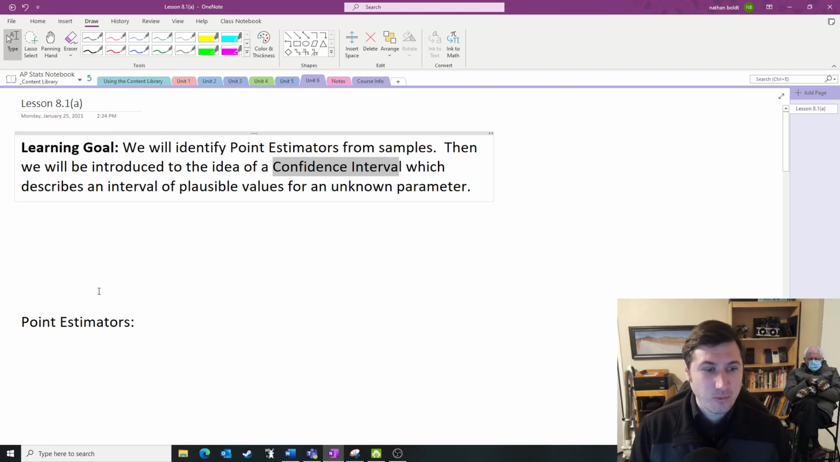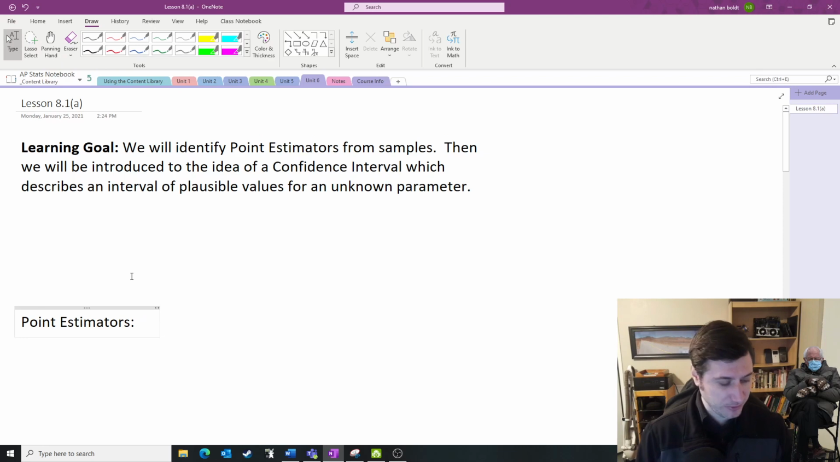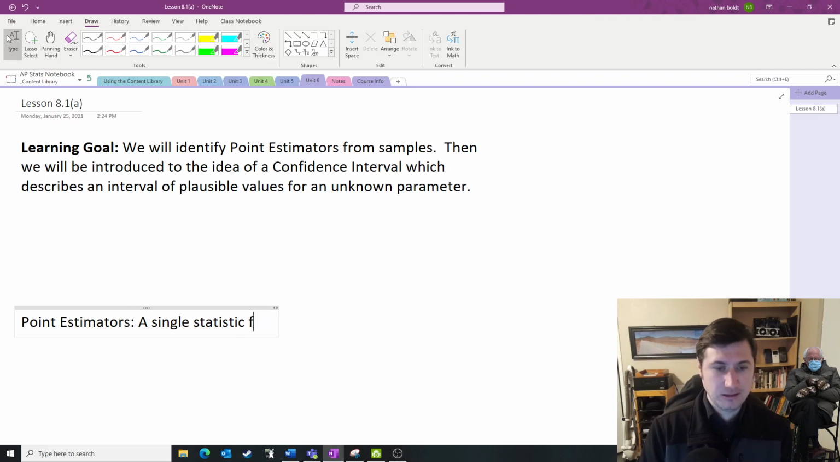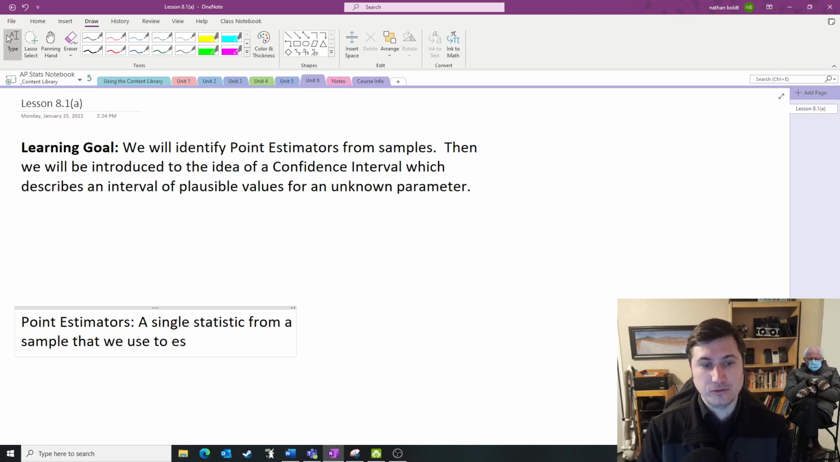So first, what is a point estimator? Nothing crazy here. You may have even seen this word a bit in the textbook or somewhere. A point estimator is simply a single statistic from a sample that we use to estimate a population parameter.